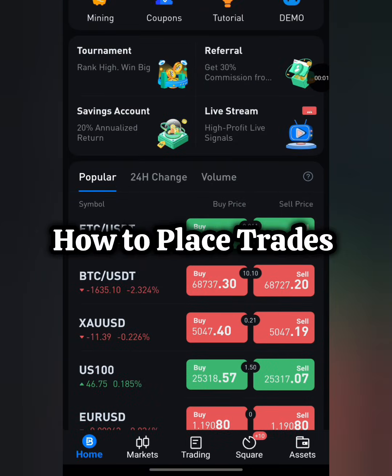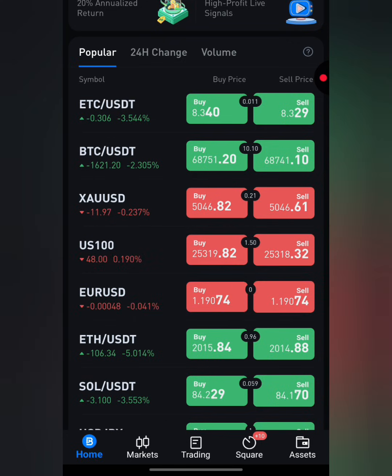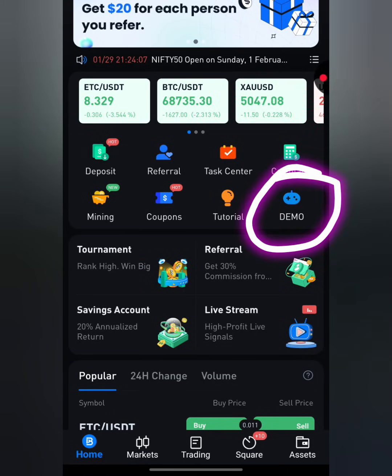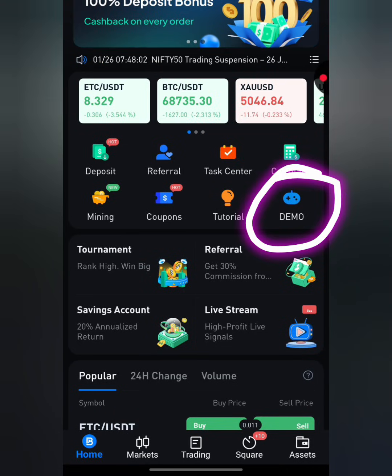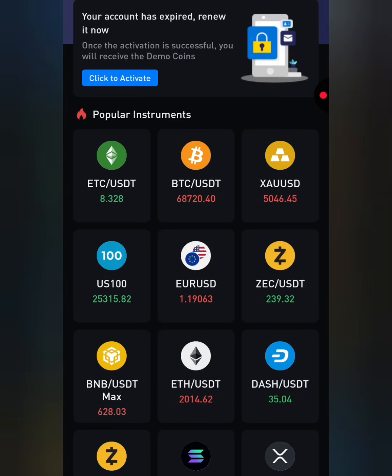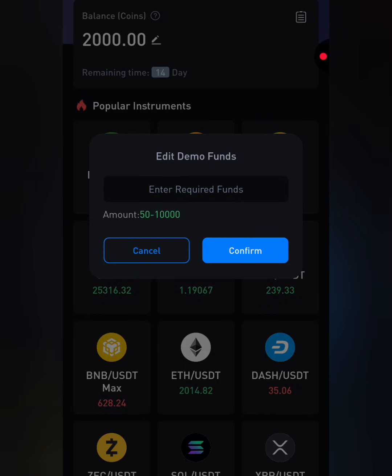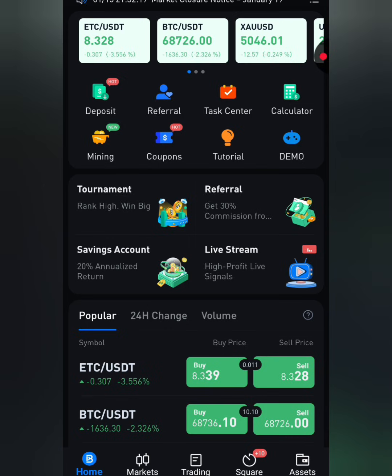Now let's dive into how to place trades here on BTC Dana, okay? Before we do that, you need to fund your account to be able to trade here, all right? But if you're a new user, you can always get a demo account to help you gain more experience before you dive in with your real funds. All you need to do is click on the demo button here, and then activate your demo account by clicking on the activate button. You'll be given about 20,000 coins to trade here. These coins will serve as USDT, and you can also edit it to your preferred amount so that you can get a realistic view of how much you'll be making if you were to dive in with your real funds. That will help you gain more experience.